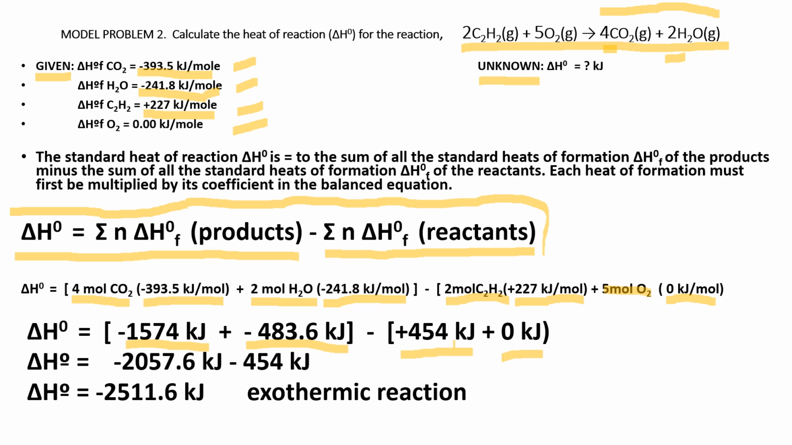So to simplify the equation, negative 1,574 plus negative 483.6 will give you negative 2,057.6 kilojoules. And of course, minus 454 kilojoules. And the answer is negative 2,511.6 kilojoules. Again, it is an exothermic reaction because the heat of reaction is negative.